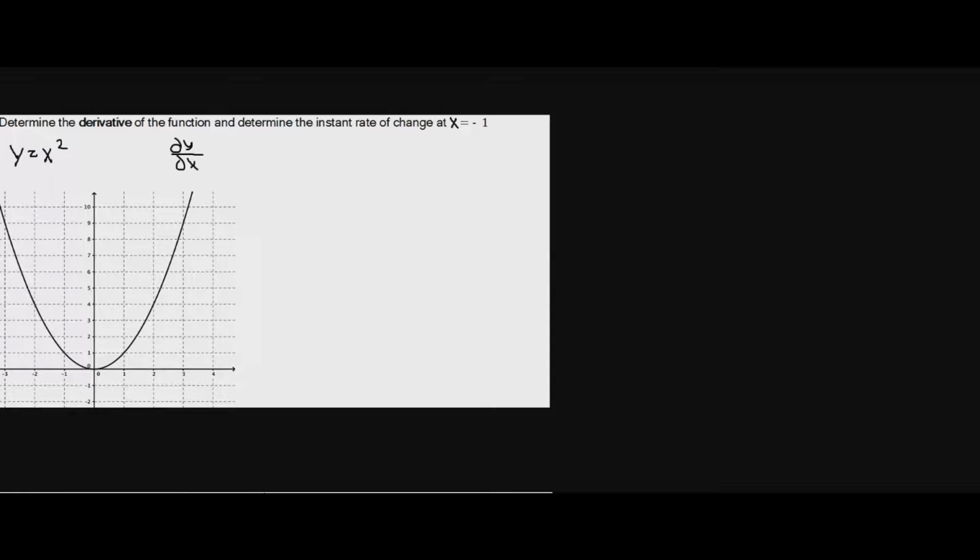The exact same graph, but at a different point at -1. Okay, so at -1, it's right here. Okay, well, I want to determine the derivative, which means I want to get the function that'll give me the instant speed. Well, again, the trick is like this.